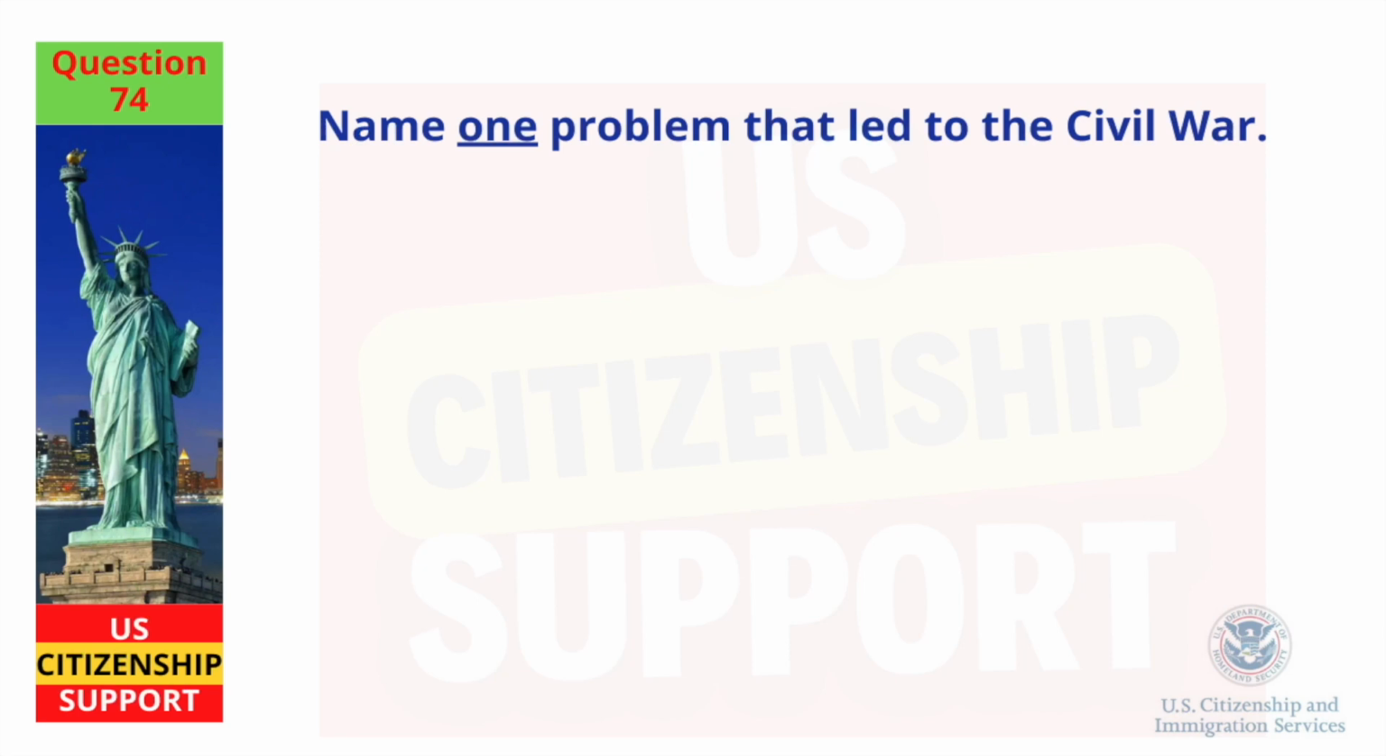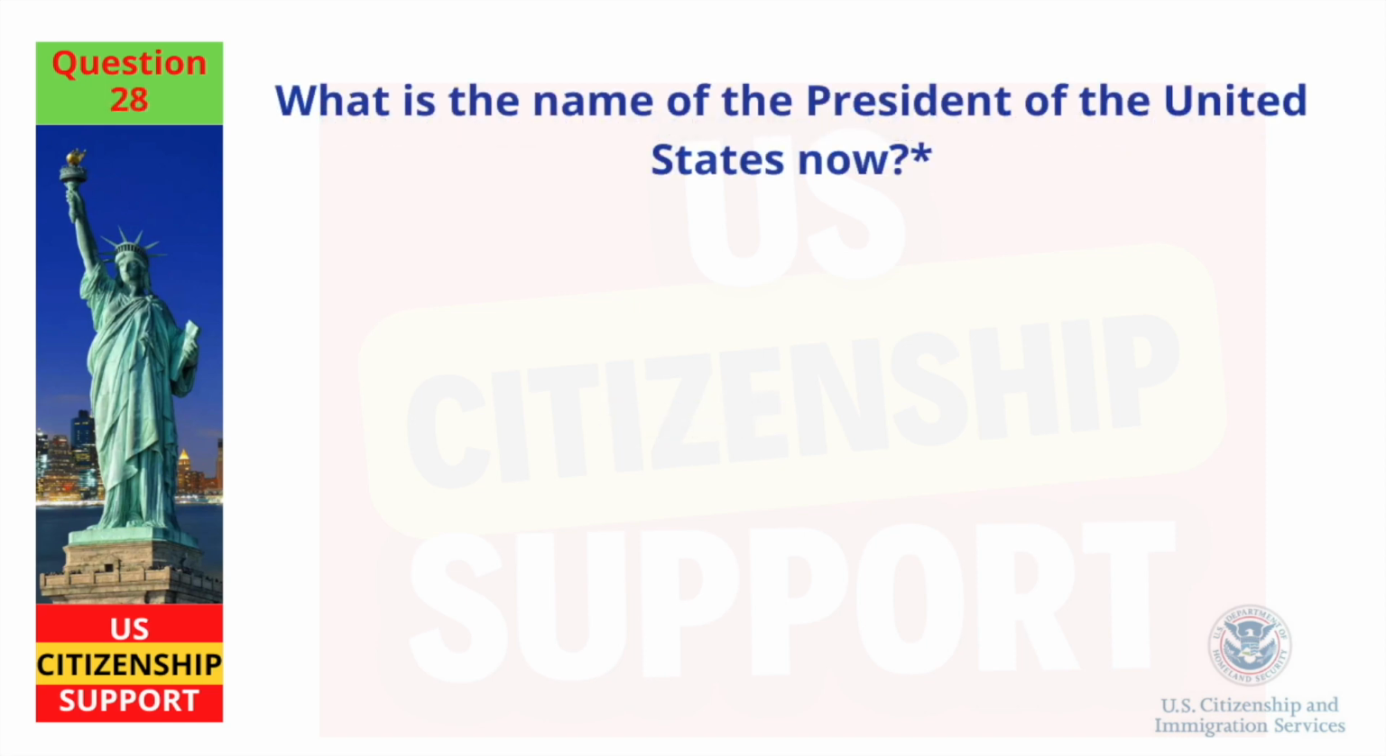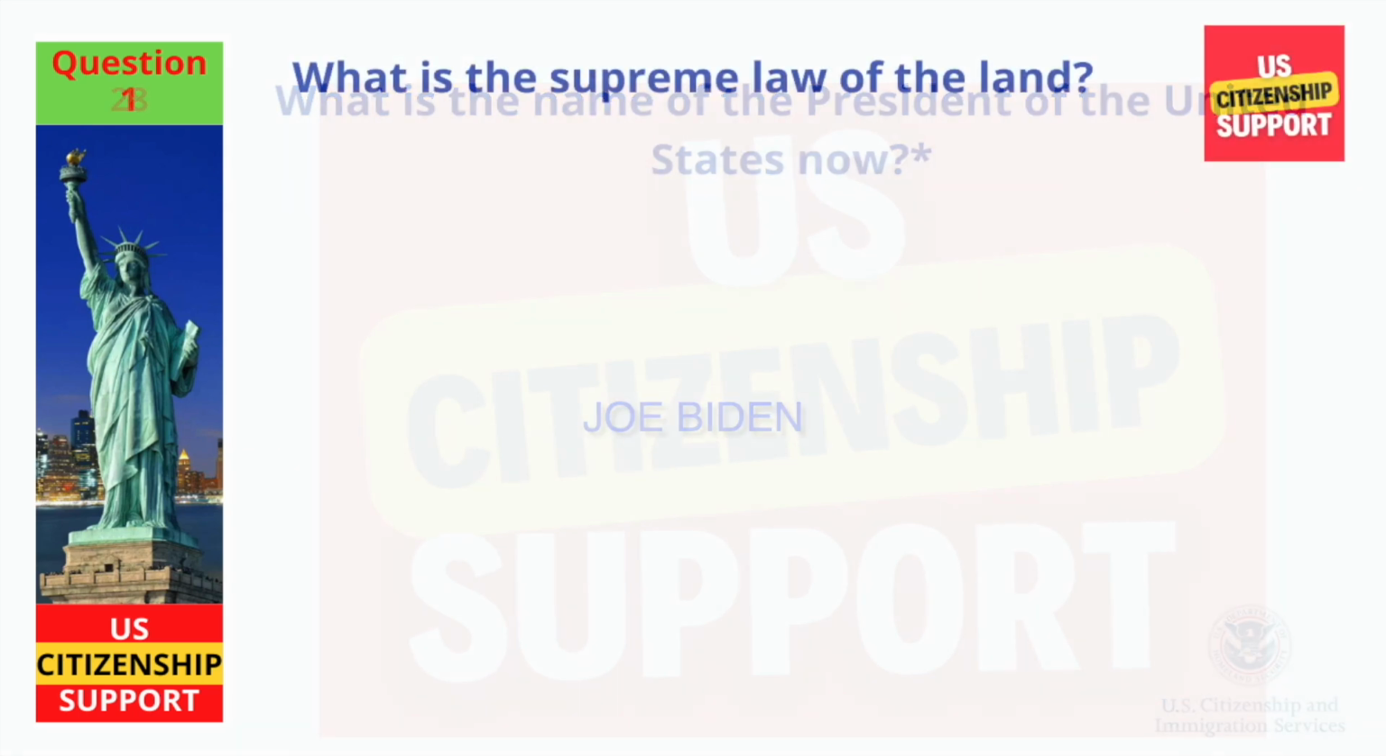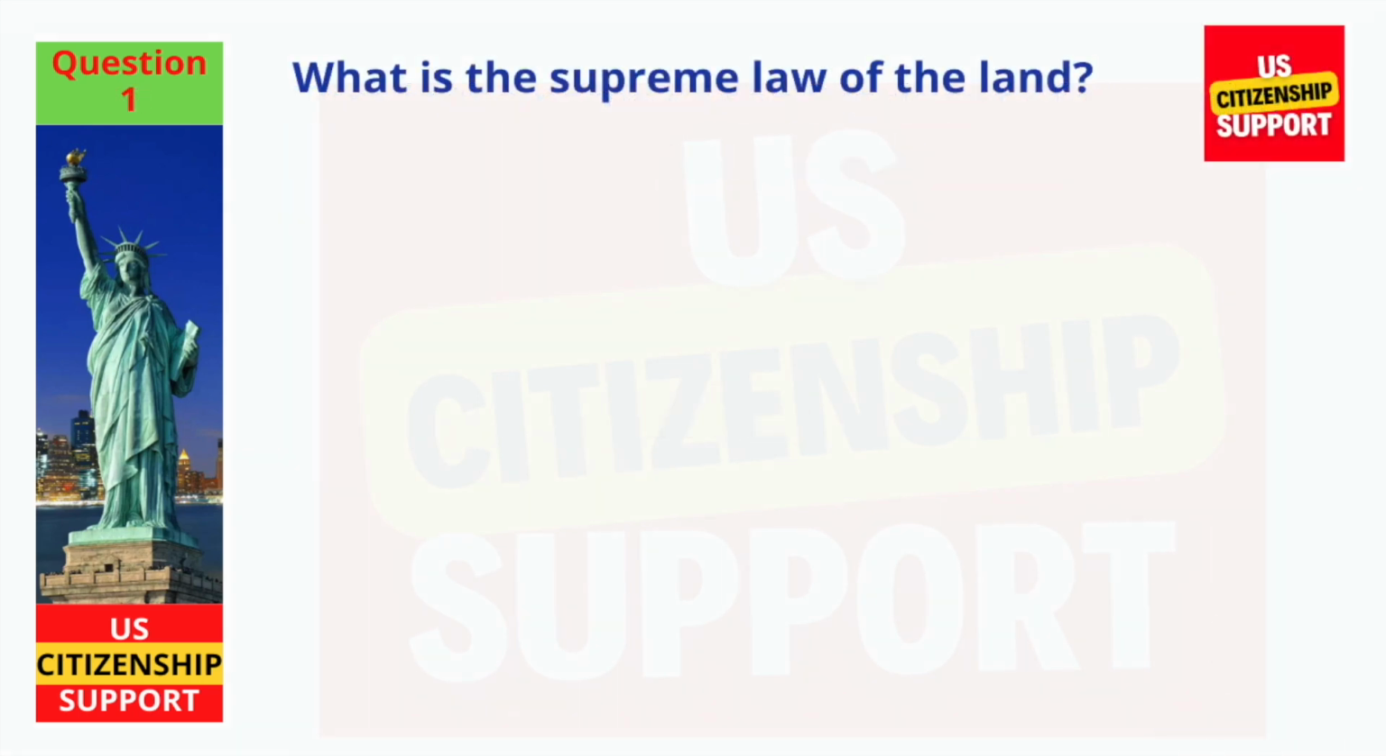Name one problem that led to the Civil War. Slavery. What is the name of the President of the United States now? Joe Biden. What is the supreme law of the land? The Constitution.